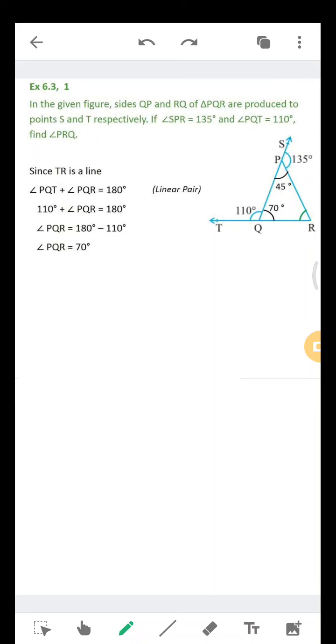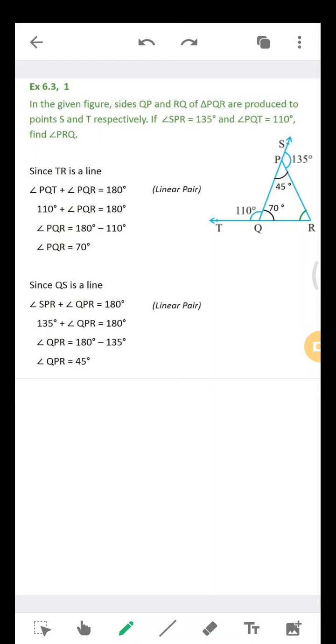So let's find the first angle. PQT plus this angle will be equal to 180. PQT is already given as 110. So we will find PQR, that is 180 minus 110, it will be 70, which is already written here. Then we'll find the other angle, that is QPR. For finding QPR, I'll use this linear pair. SPR plus QPR is equal to 180. What is SPR given in the question? It is 135. So QPR will be equal to 180 minus 135, that is 45 degrees.